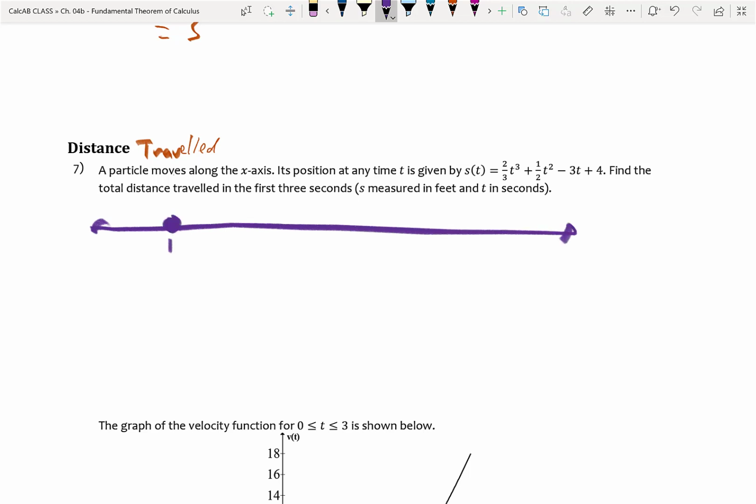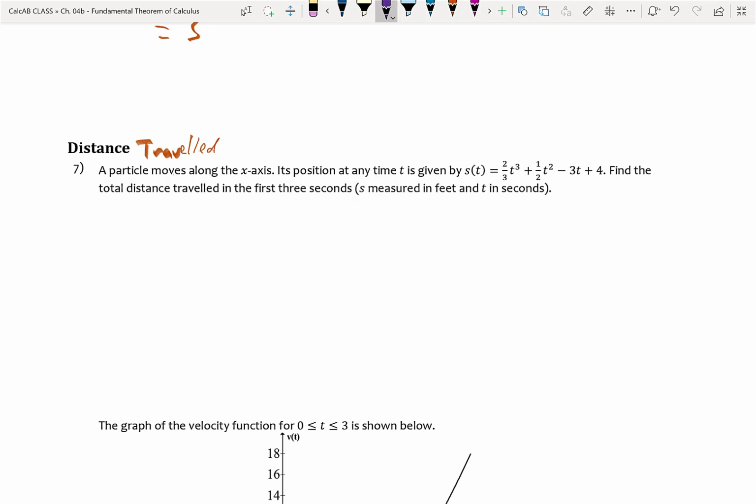Let's say that this is negative 4, this is 3, and this is 1. And it goes like this. What would I want to know? Even better, what are the key things I need to know about when it turns? What happens when it turns? Yeah, velocity is 0. I need to know when velocity is equal to 0.